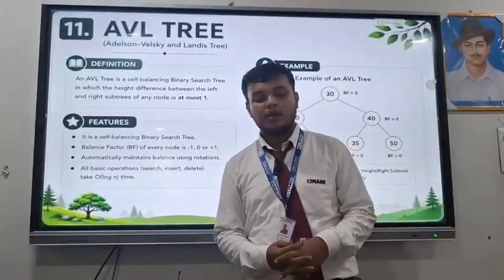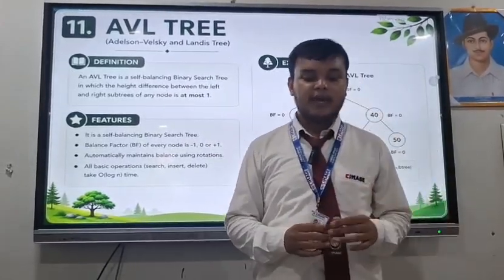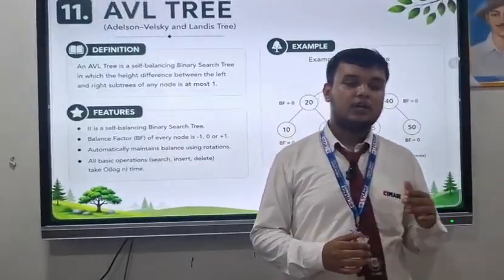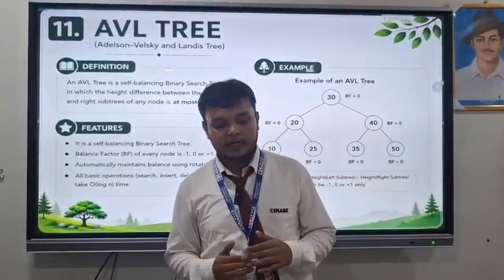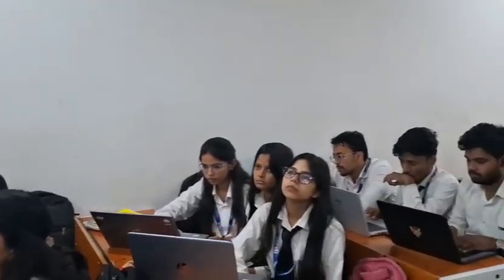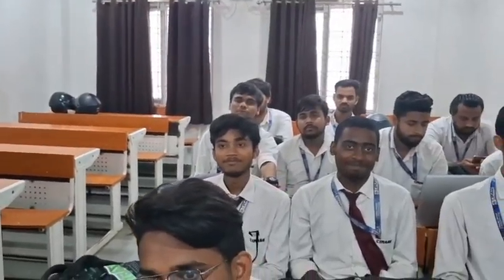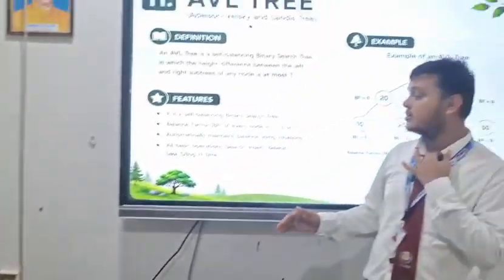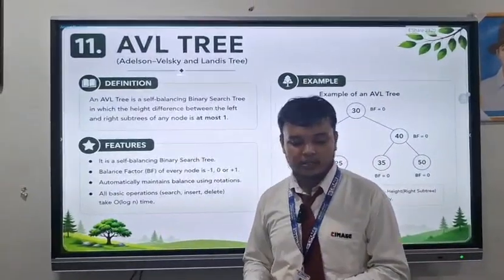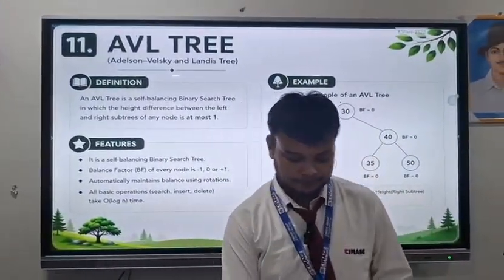Next is the AVL tree. An AVL tree is a self-balancing binary search tree in which the height difference between the left and the right subtree of a node is at most 1. The features of the AVL tree: it is a self-balancing binary search tree. Balancing factor of every node is -1, 0 or +1. Automatically, it maintains the balance using rotation. All basic operations like search, insert, delete take O(log n) time.